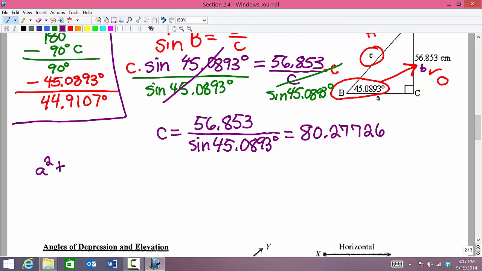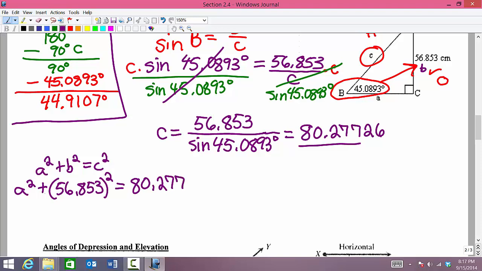So we have a squared plus b squared is equal to c squared. We don't know side A yet, so we'll leave that as a squared. Our b is 56.853, squared, equals c squared, and we just solved for c, and we wrote it as 80.277, and we will square that. And of course we can let our calculator do this work for us. I'm going to subtract 56.853 squared from both sides.